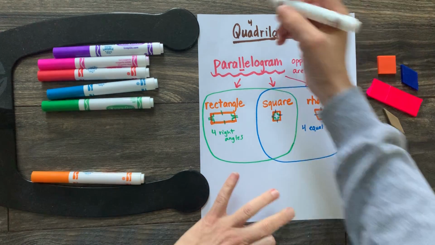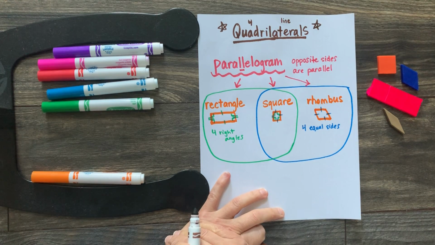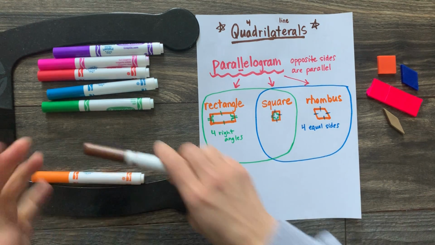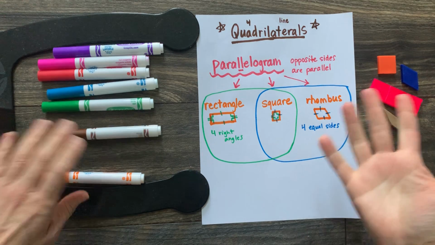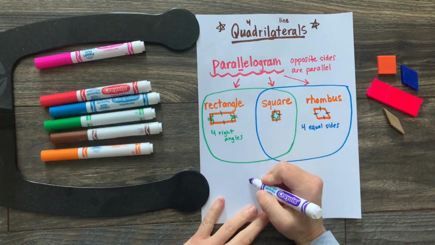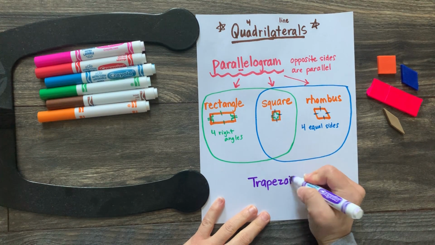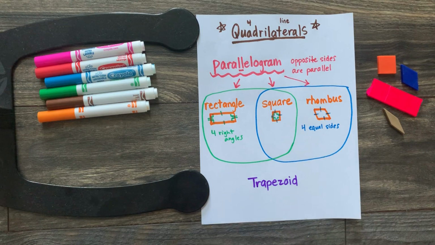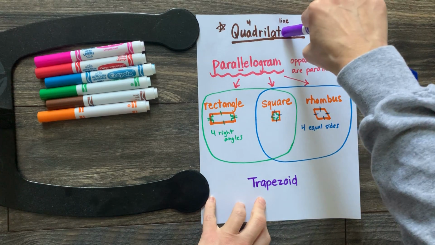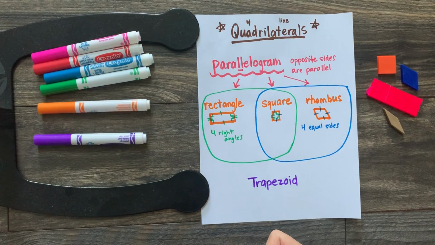This is our big deal. Everything on this paper is a quadrilateral, okay? What's the one shape that we're missing? Did someone just say it? Someone say it. That's right, a trapezoid. And a trapezoid is a special quadrilateral on its own. Remember, a trapezoid is a quadrilateral, so that's important, but it is not a parallelogram, okay?